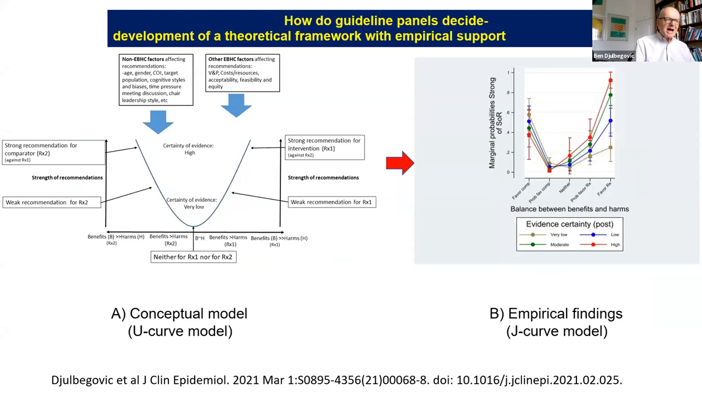So in other words, we started with a U-curve model, but we ended up with the so-called J-curve model. We don't see that mirror picture as we theoretically expected. The strength of a recommendation in favor of an intervention would be mirrored by the strength of a recommendation against that intervention, meaning in favor of the comparator. We rather see that the strength of recommendation in favor of an intervention is nicely separated as a function of benefits and harms and certainty of evidence, but we don't really see that when panelists voted against a recommendation.